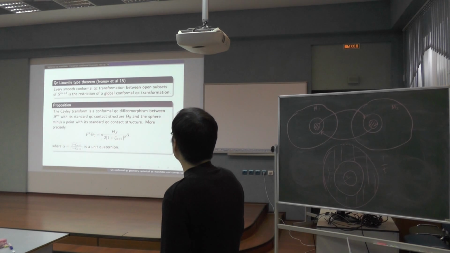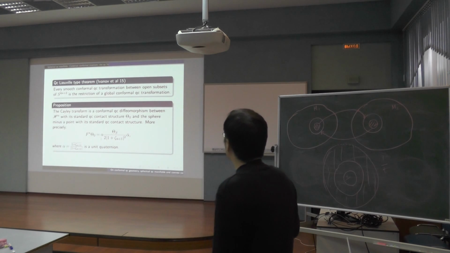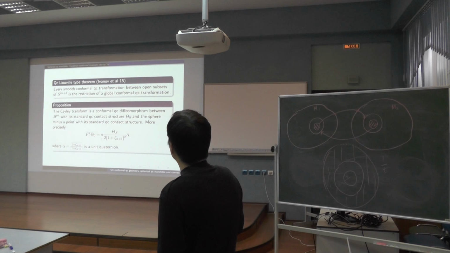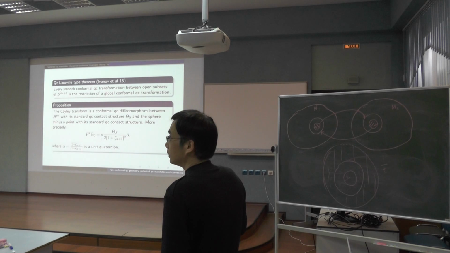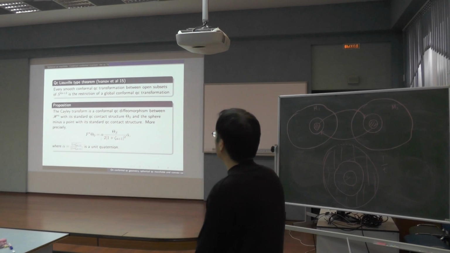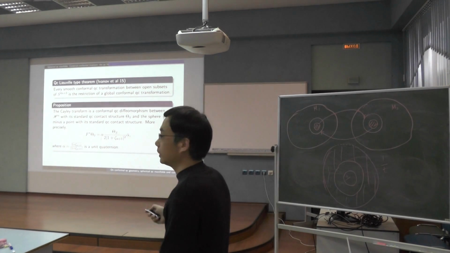So actually we have a Liouville type theorem. This theorem is a folk theorem, but it appeared and was proved in a paper last year. Every smooth conformal QC transformation between open subsets of the sphere is the restriction of a global conformal QC transformation. Global one means the group Sp.